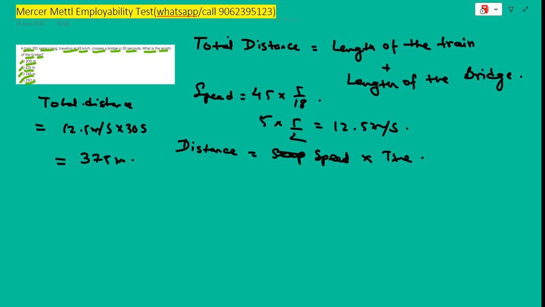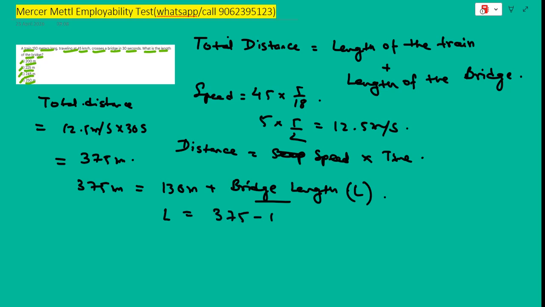Now solve for the bridge. We know that 375 meters equal to train length, that is 130 meter, plus bridge length, say this is L. So L will be what? 375 minus 130, that is, this is 5, this is 4, this is 2. Yes, 245 meters.